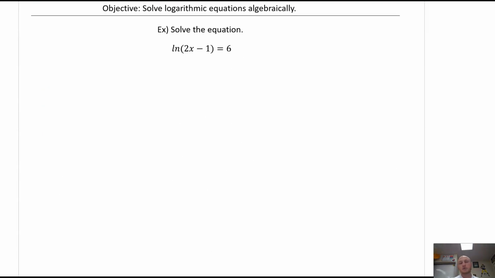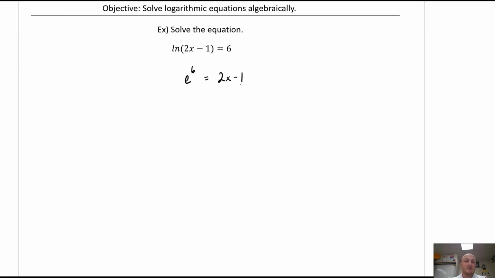Natural log of 2x minus 1 is equal to 6. So in this case, again, I have a single logarithm on one side. I'm just going to go ahead and rewrite it in exponential form. This is e to the power of 6 is equal to 2x minus 1, right? Natural log, the base is e. So e to the 6 is equal to 2x minus 1.